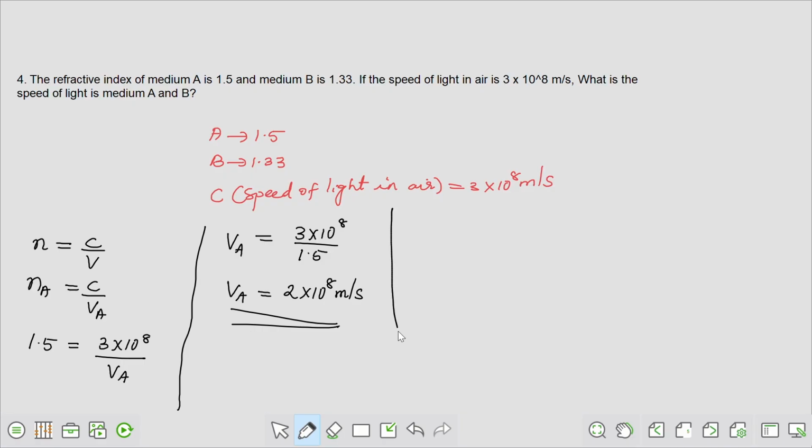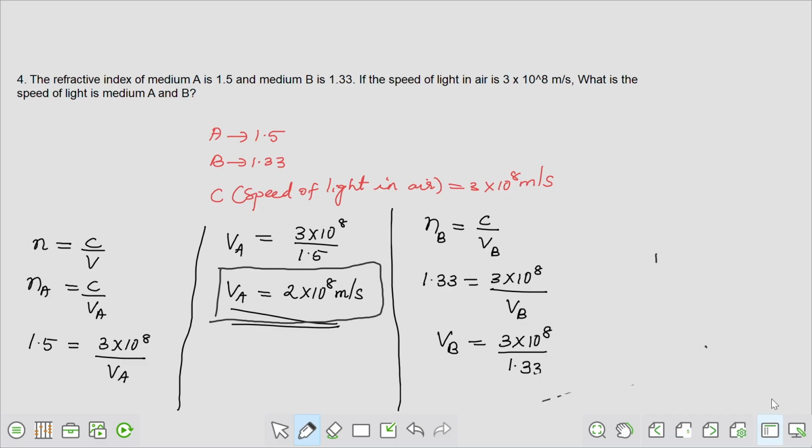Now what is the speed of light in medium B? Again, you can use the absolute formula N B equal to C by V B. So N B is 1.33. We have C as 3 into 10 power 8 divided by V B. So V B is equal to, just cross multiply, you'll get 3 into 10 power 8 divided by 1.33.